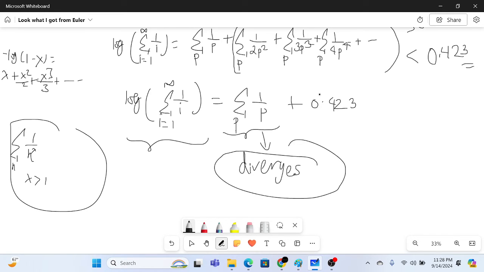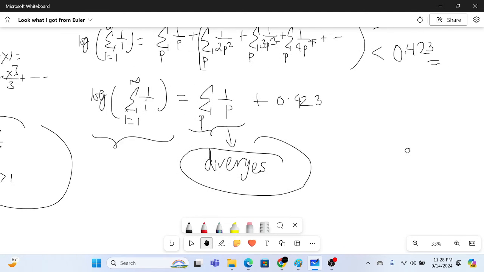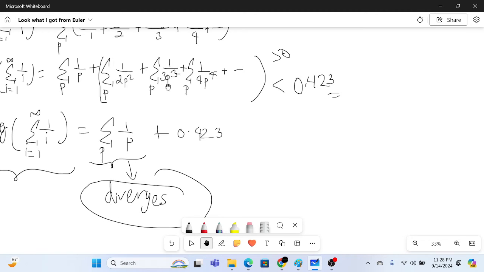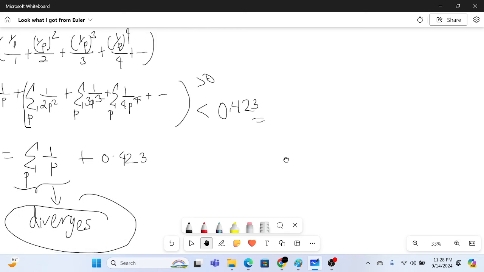This was given by Euler, not me. But yeah, it's a good one. Now let's try to prove that this whole sum is converging.